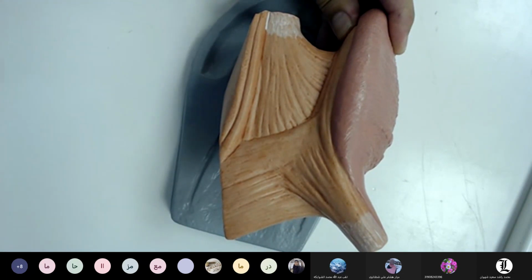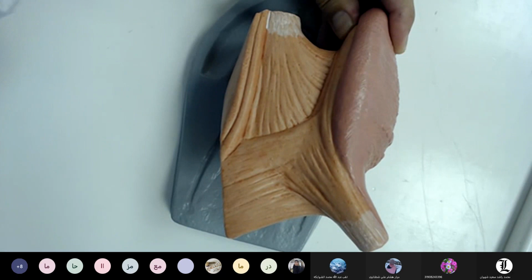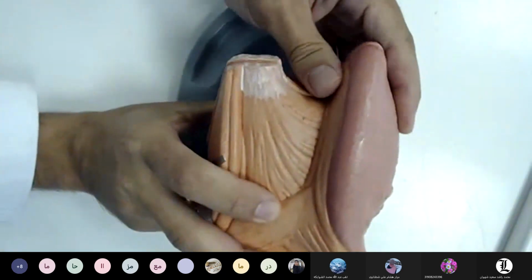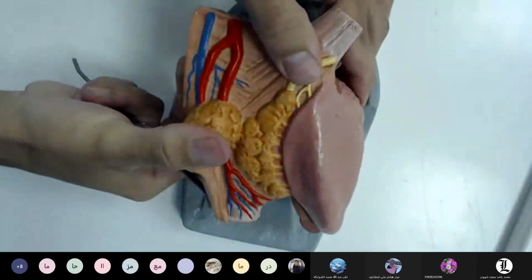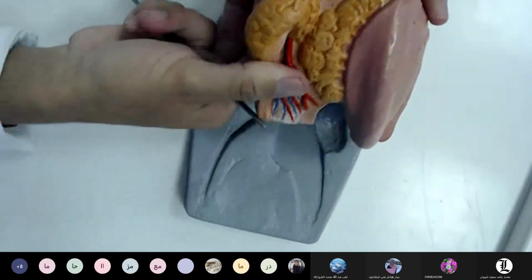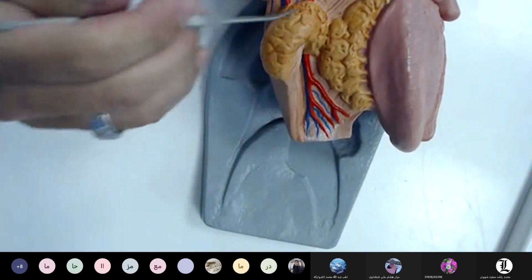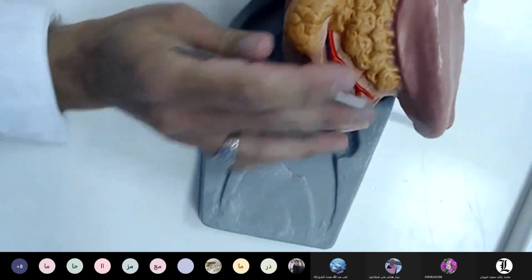Furthermore, guys, let me show you the other surface as well. So again, this is the submandibular gland, and this is the sublingual.